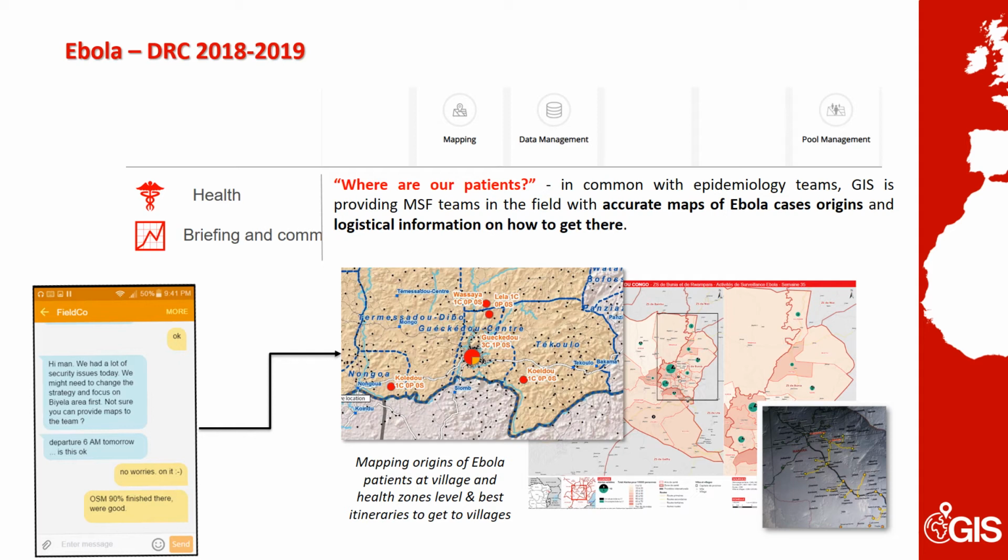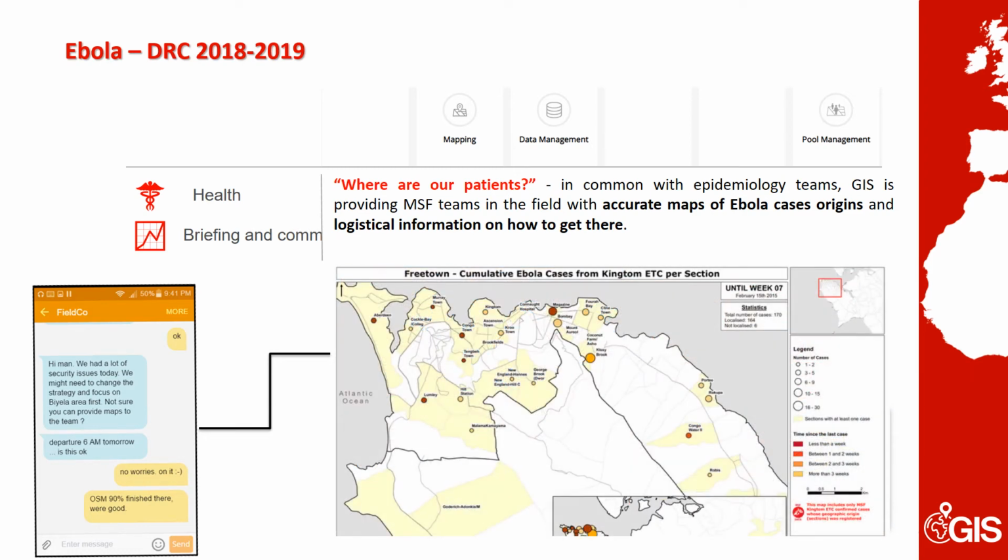information on Ebola case origins, and logistical information: how do we get there, are the roads there, where are villages? There are health zones, and also how to get best to these places, to the villages. And of course, another very essential part was to provide accurate maps of Ebola cases and how to reach them. Weekly updates were provided and done using all the epi data collected in the projects.